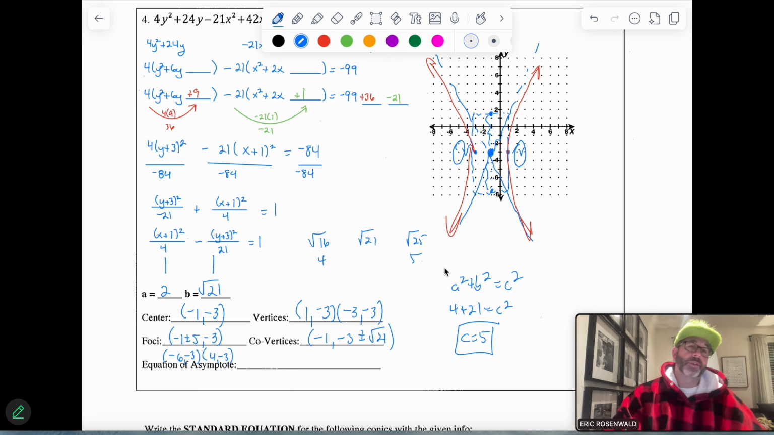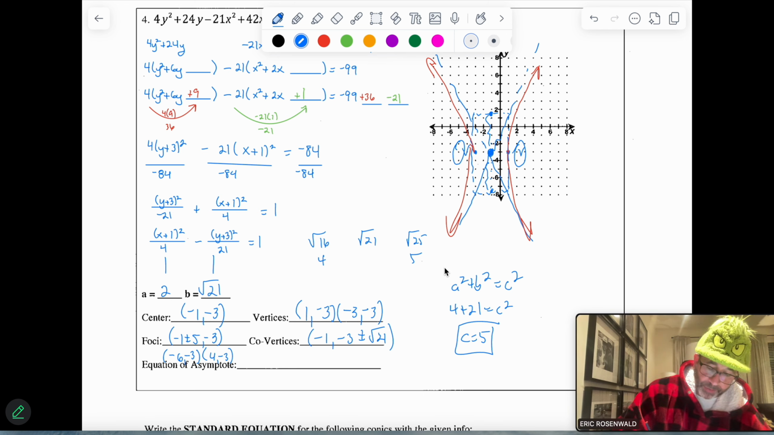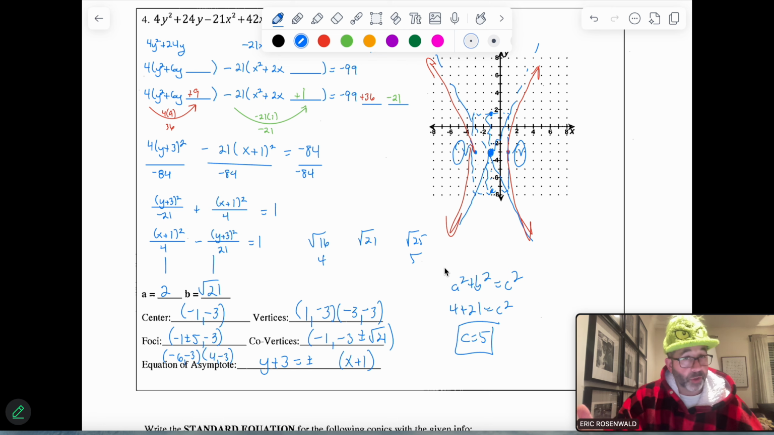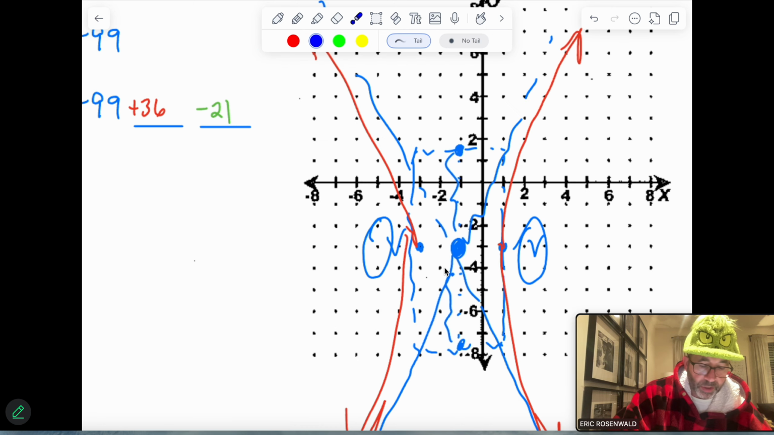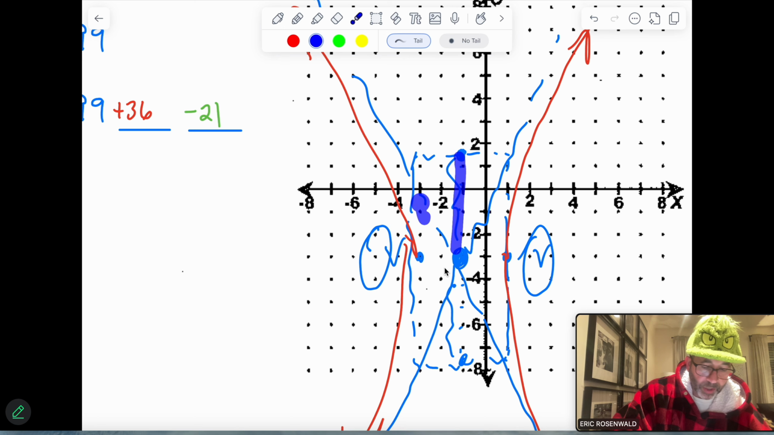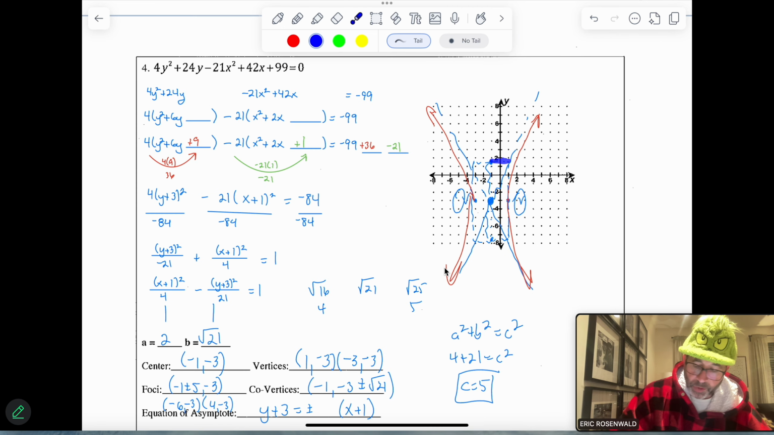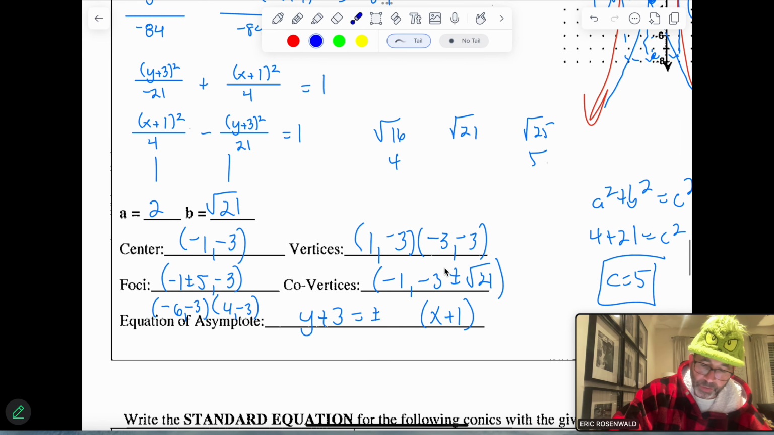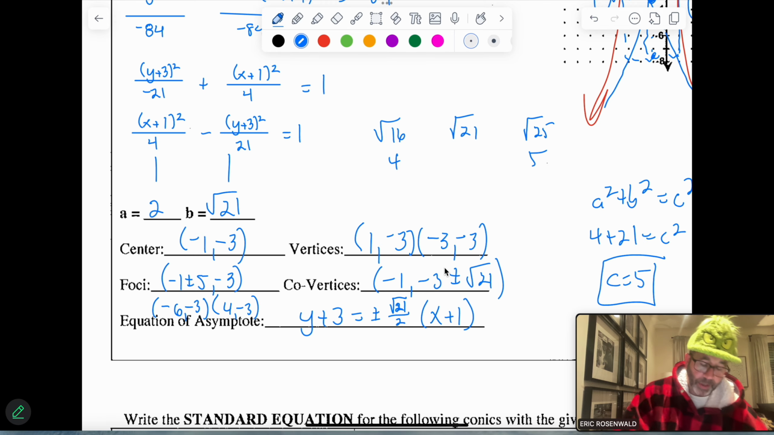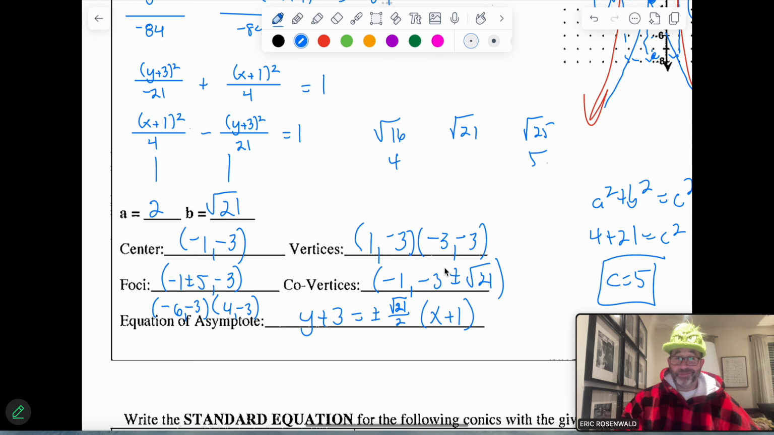Okay, for those asymptotes, we are going to pluck it straight from our equation. So we've got the y plus 3, and we've got the x plus 1. And for the slopes of this, we're going to be using point-slope, right? We're going to look at this. I'm going to go up root 21, and then I'm going to go to the right 2. So up root 21 and then right 2. There you go. That's it. That's it in a nutshell.